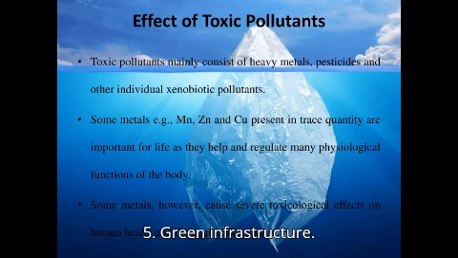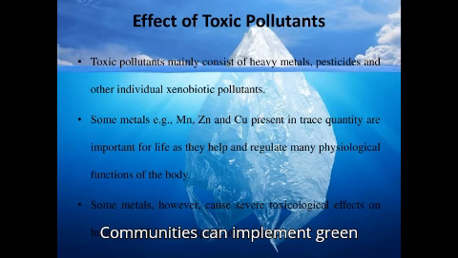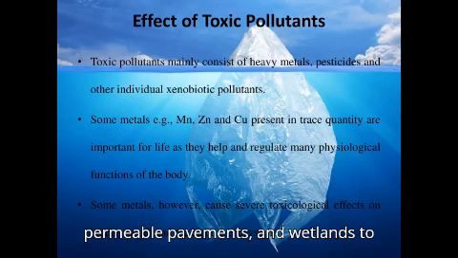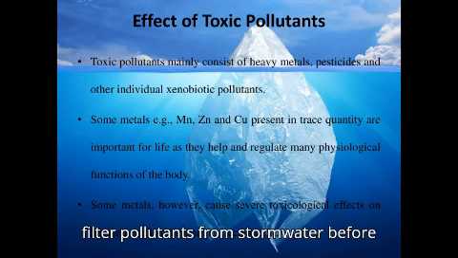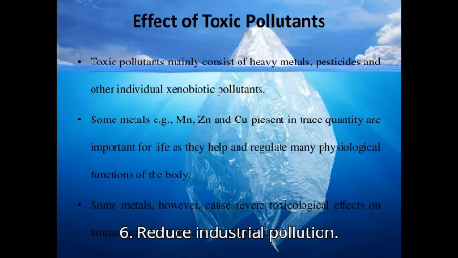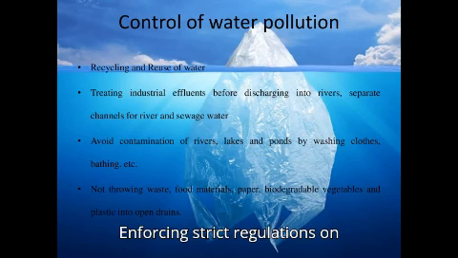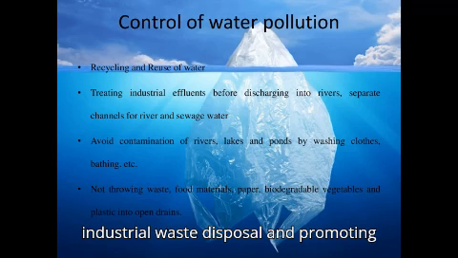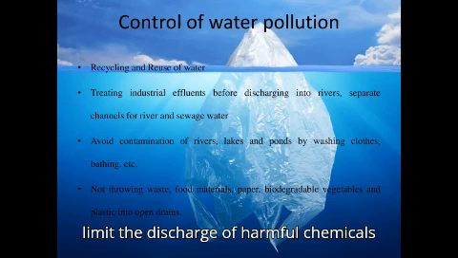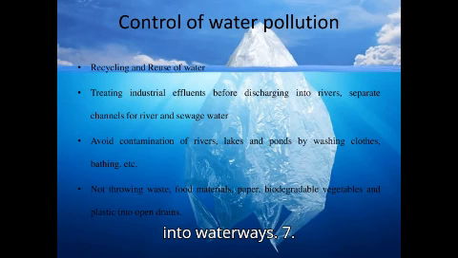5. Green infrastructure. Communities can implement green infrastructure like rain gardens, permeable pavements, and wetlands to filter pollutants from stormwater before it reaches natural water bodies. 6. Reduce industrial pollution. Enforcing strict regulations on industrial waste disposal and promoting cleaner production technologies help limit the discharge of harmful chemicals into waterways.